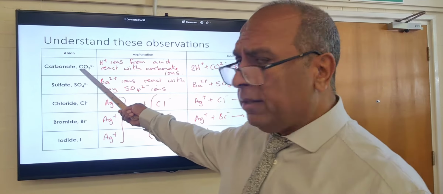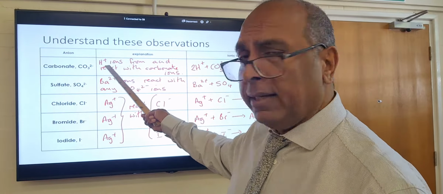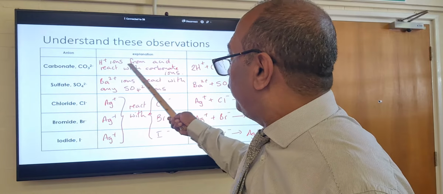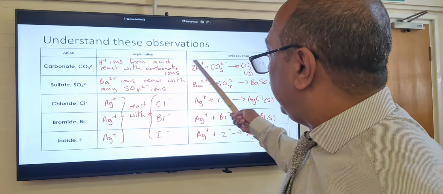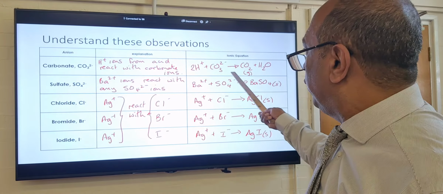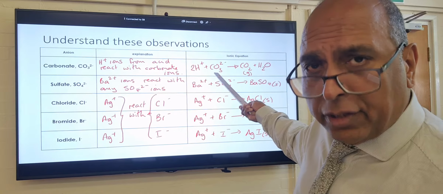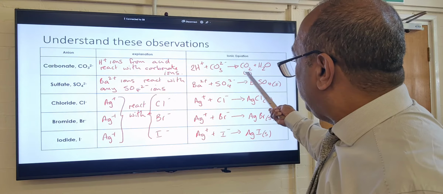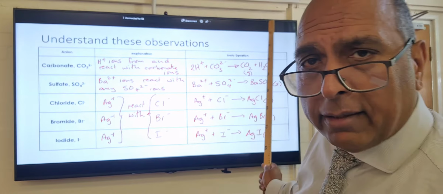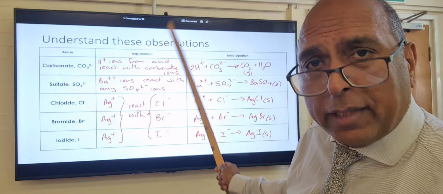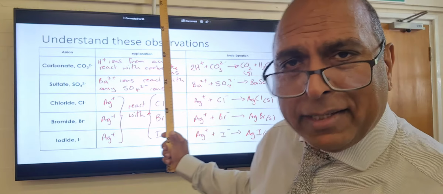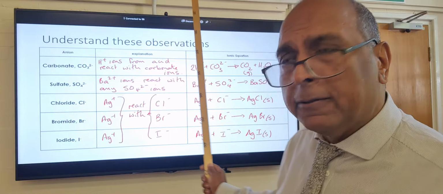So I want you to understand that when we do that test for carbonate, it's the hydrogen ions from the acid that react with the carbonate. The ionic equation: hydrogen ions from the acid react with carbonate ions that are in the unknown, and they will make, that's balanced, carbon dioxide and water. That's why carbonates react with acid. They make carbon dioxide and water. All the other spectator ions make the salt.